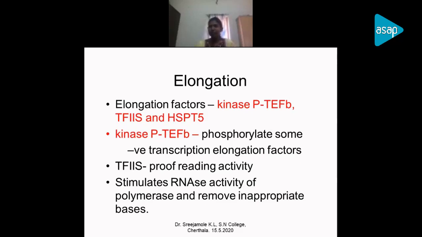So this negative transcription elongation factor may disrupt the elongation process. Phosphorylated, it has a kinase activity and it phosphorylates and continues or proceeds the elongation process. Then TFIIS has a proofreading function, as we have seen in the case of GRE factors in prokaryotes. It stimulates the RNase activity of the RNA polymerase and removes the inappropriate or incorrect nucleotide being incorporated in the RNA. So TFIIS has the role of proofreading function in eukaryotes.